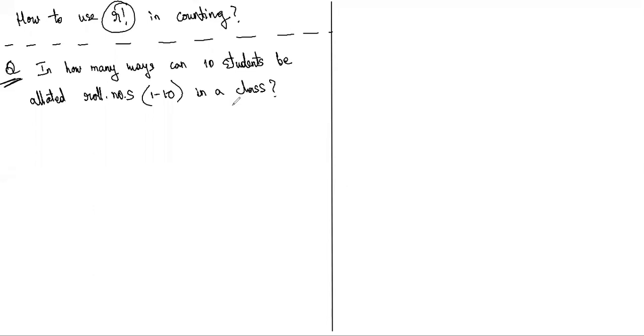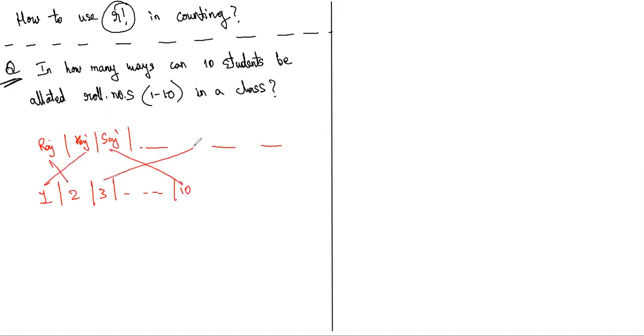Take 2 minutes and think about it. Very simple. Just think about it in terms of your own class. Maybe your name is Raju, Kaju, Baju. Take 10 people. If you have 10 students, someone has to get roll number 1, someone has to be roll number 2, someone has to be roll number 3, and so on. Someone will be roll number 10. So in how many ways can that happen?